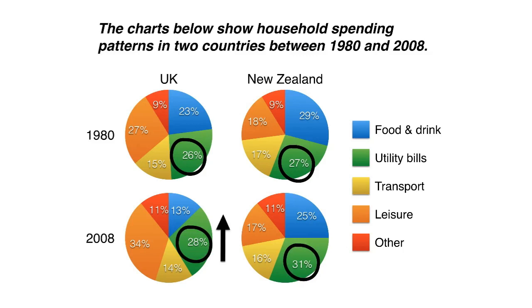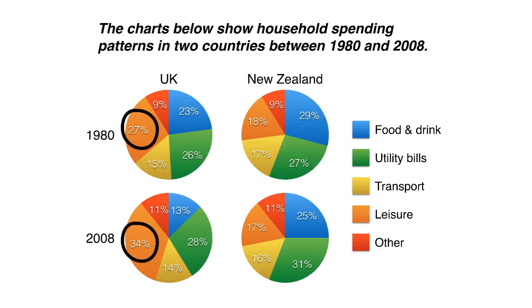Notice I'm looking for very general things, and I'm looking at both countries together. Are there any big similarities or big differences? I've pointed out 2 similarities between the countries. Now I'm going to look at 1 big difference. I think the biggest difference is the leisure category. Much higher figures for the UK in both years. So 2 similarities and 1 big difference is what I've found.